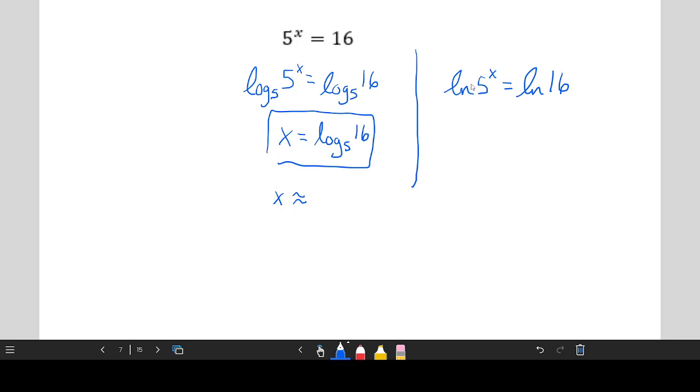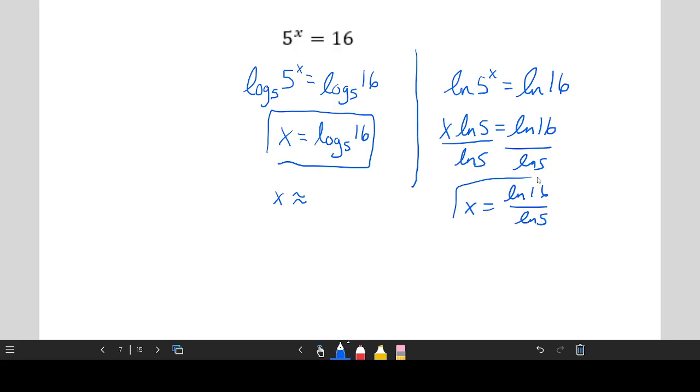We don't quite have the same effect going on the left side there. We don't have inverse functions because they have different bases, but we can use a property that we've discussed previously where we can put the exponent out front of the natural log of 5. And so then we have x times natural log of 5 equals natural log of 16. And so to solve for x, we can just divide by natural log of 5. And so this is another way to write the same exact solution.